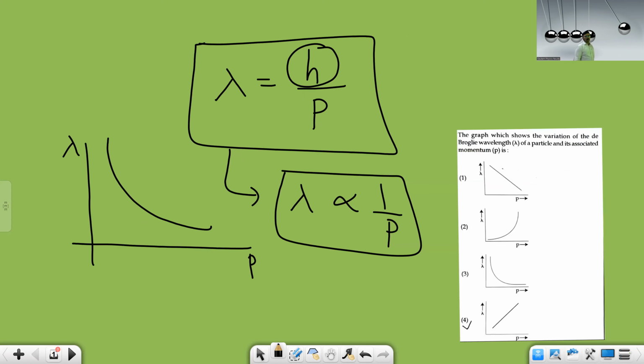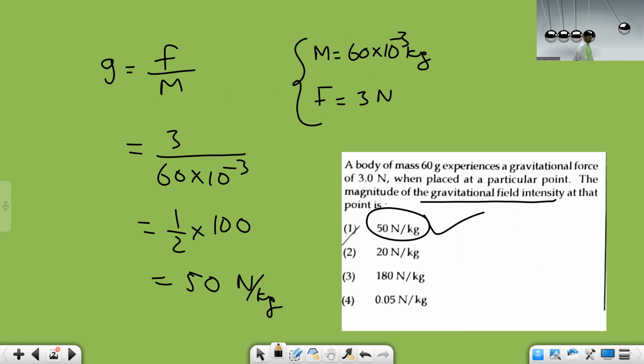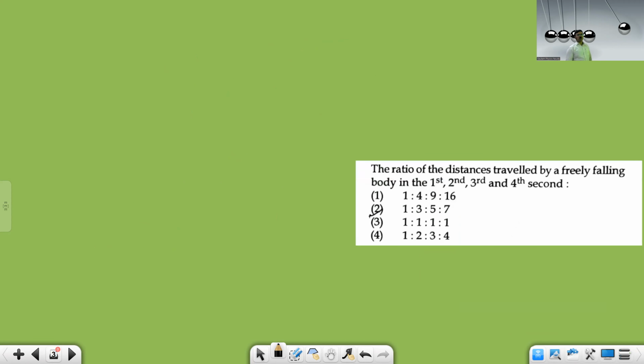For the previous question, this is not the fourth option, but a rectangular hyperbola, so this is the third option. Next, let's go to the next question.